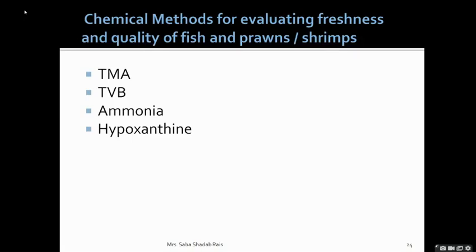So this TMA value in the case of the stale fish will increase. So we can evaluate it with the fresh fish. Then second, now this will give the proper number. This much TMA has increased, right?